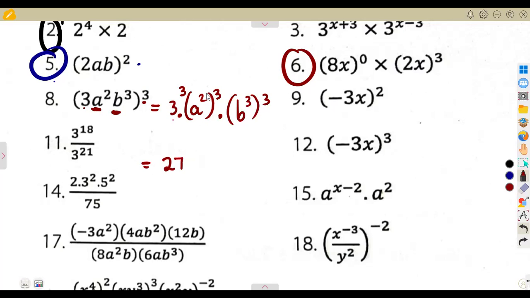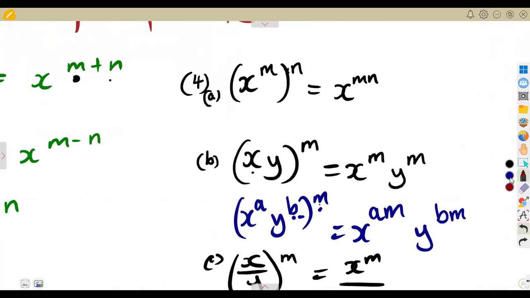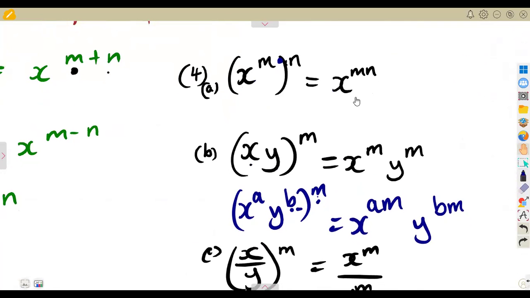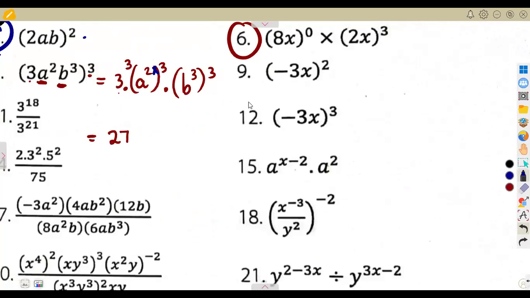So 3 to the exponent of 3, that is 27. a to the exponent of 2 to the exponent of 3. We are now back to the law where, if there is an exponent and there's an exponent outside, you multiply. So it's going to be m times n. You multiply the exponents together. So we multiply 2 times 3, which is 6, and for b we multiply the exponent of 3 times 3, which is 9. You're done. There's nothing more that we can do from this part.